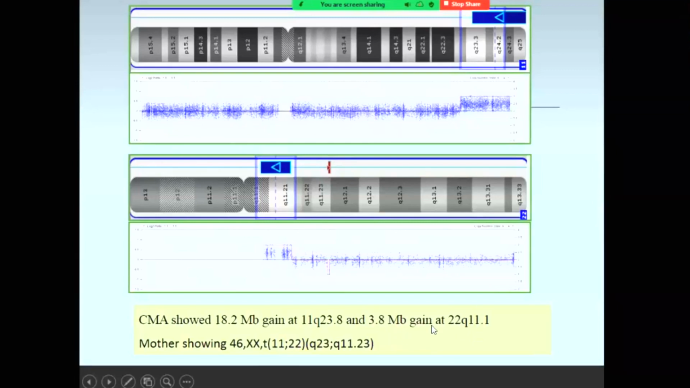Okay. Then in this case, would you like to do the karyotype of parents? Okay. So whenever there is an imbalanced chromosomal rearrangement, we would like to do karyotype of parents to know whether it is inherited or de novo. So in this case, we did the karyotype of parents and the mother was found to be a carrier of translocation between 11 and 22 chromosomes.